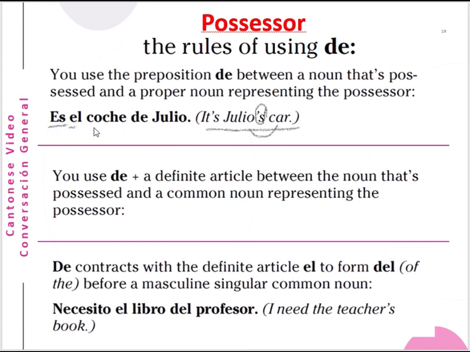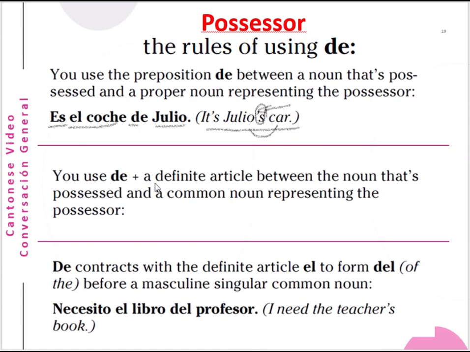It is the car of Julio. You always use in this form the car of Julio. This means the car belongs to Julio. You never use the form in English, Julio's car, in Spanish. We never have this form.